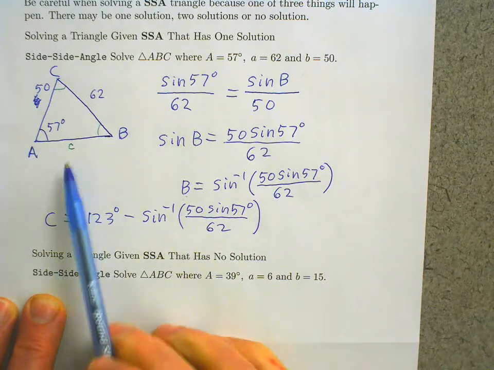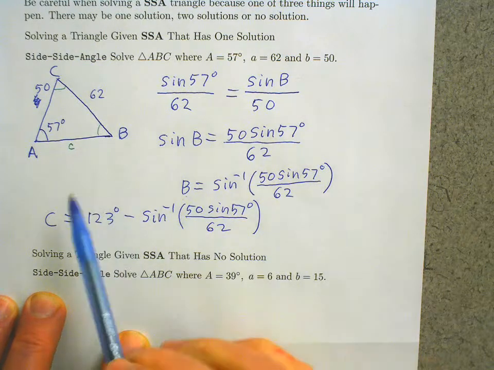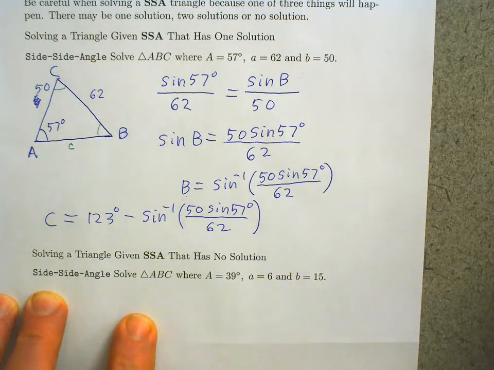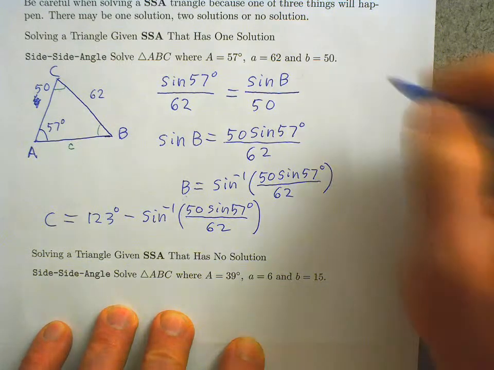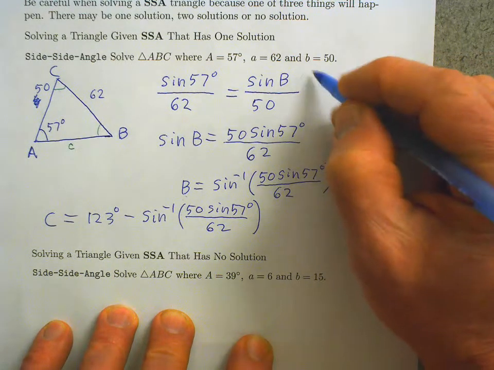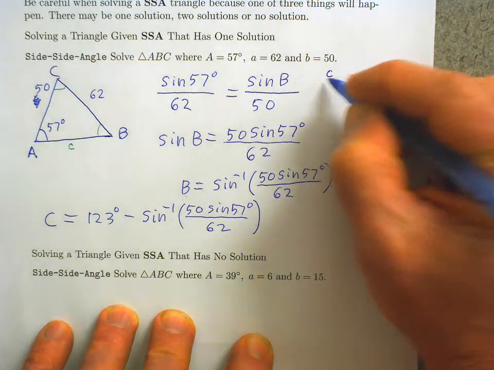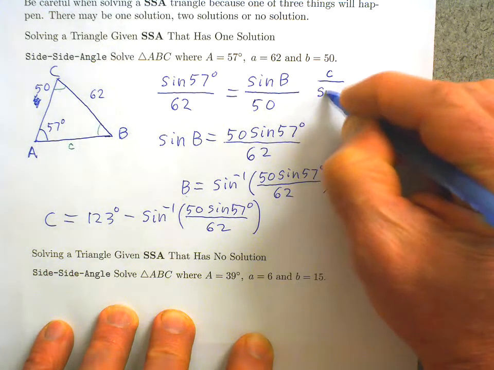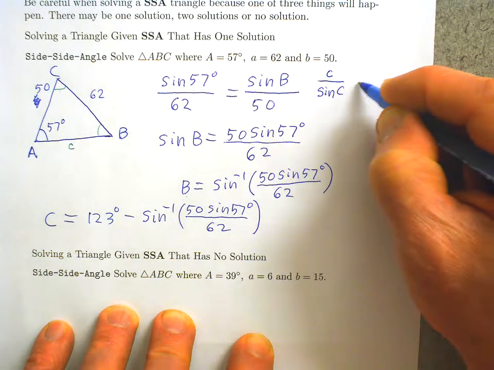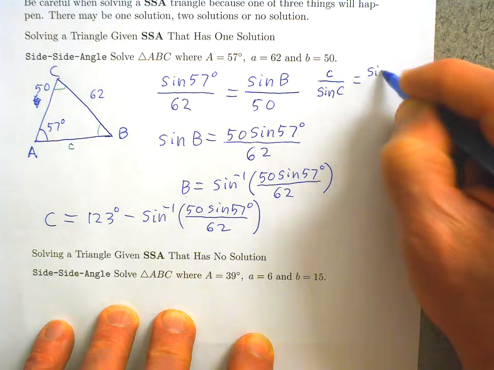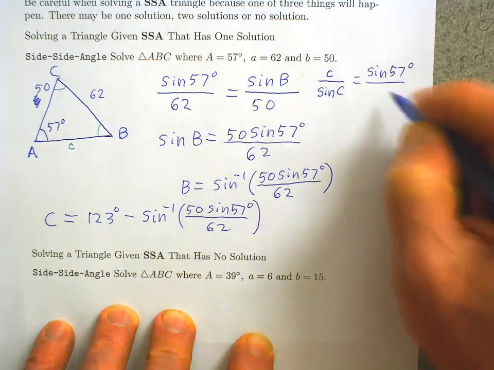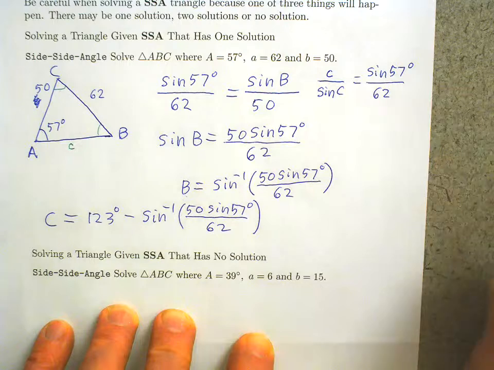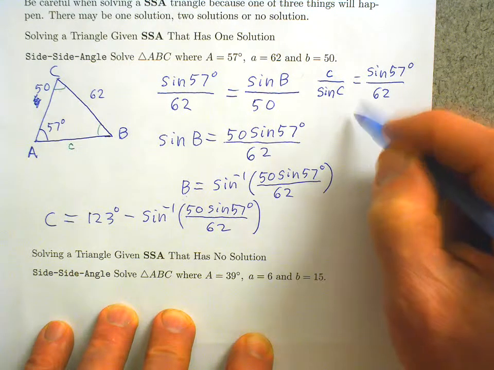And then to find C, we can use the law of sines again. I won't write all of this down, but I'll just write down the equation: lowercase c divided by sine of angle C is equal to the sine of angle A, which is 57 degrees, divided by lowercase a, which is given to be 62. So we can solve this for lowercase c.